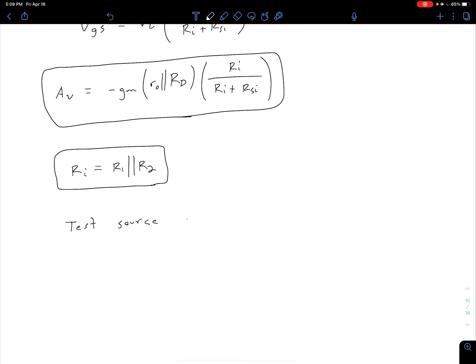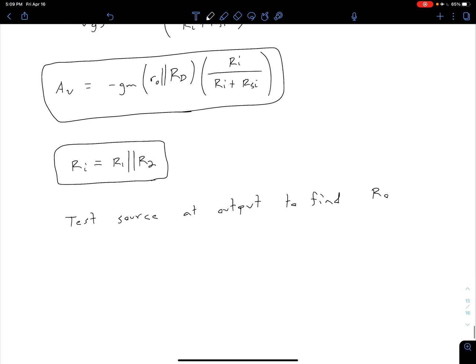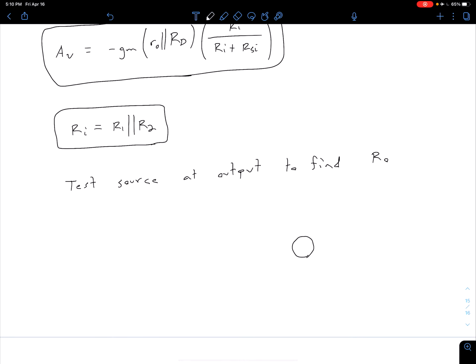So we can do a test source at the output to find our output resistance, uppercase R naught, of the amplifier. The basic idea is we can have either a voltage or a current. It really doesn't matter, at least in our paper analysis. Of course, if we're doing this physically in a lab or in some physical setting, it will matter. But we say we have some test voltage V sub t, which creates some test current I sub t, and then we use the ratio to figure out the output resistance of the circuit, R naught.